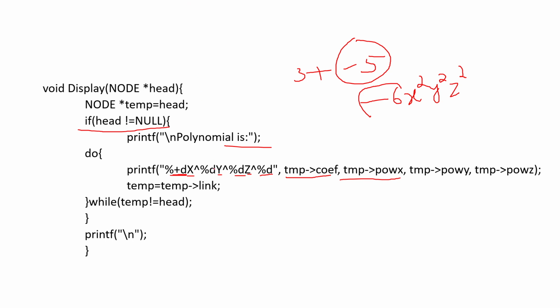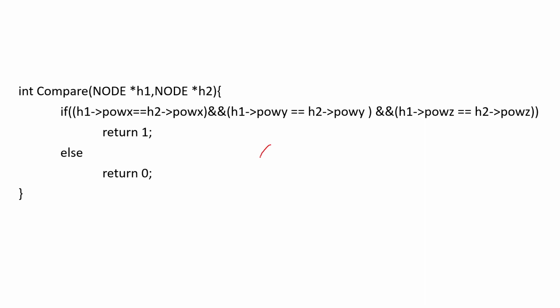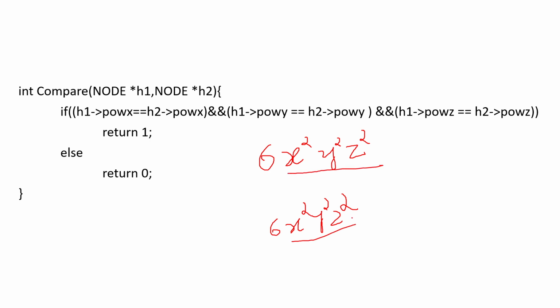This is the code for the display routine. Now I have got the first term in the first polynomial like x square, y square, z square, and one of the terms in the second polynomial is also x square, y square and z square. I can perform addition only if these exponents are same. I have to compare the exponent of x of the first one with the second one. Similarly, the exponent of y, and z exponent of both. If all three are same, then only I can perform addition. For that, simple code can be used.